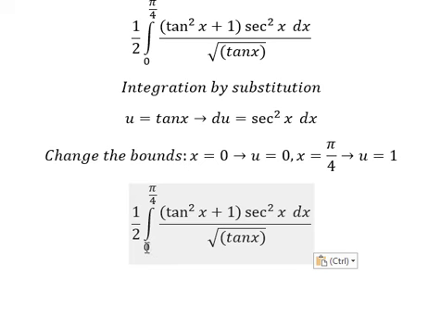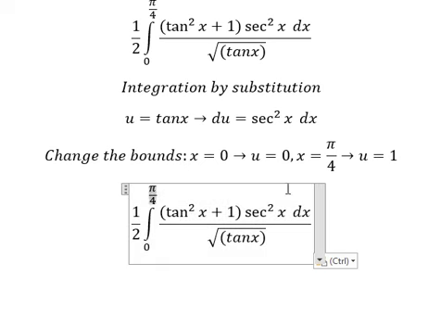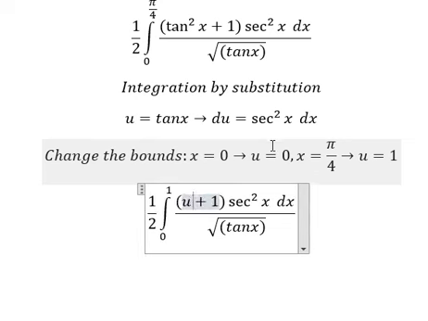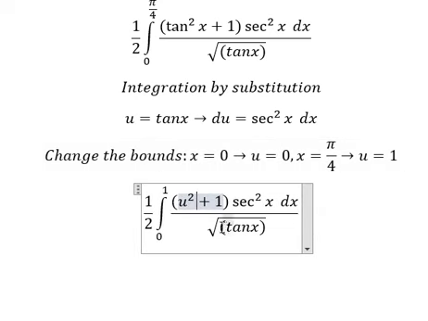So number 0 we keep the same. This one we change for number 1. This one we change for u. This one we change for u. This one we change for du.